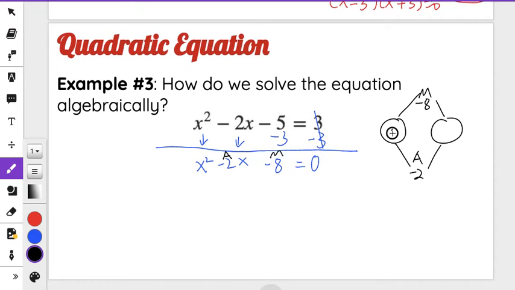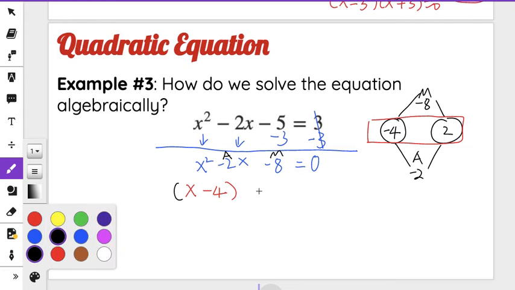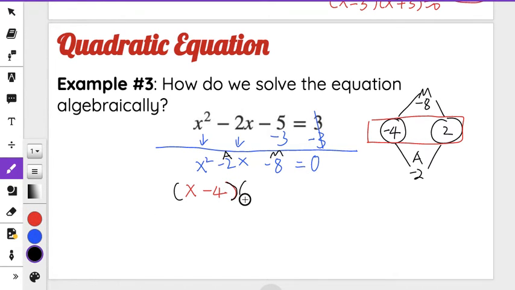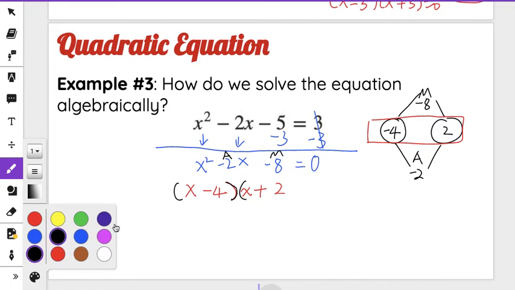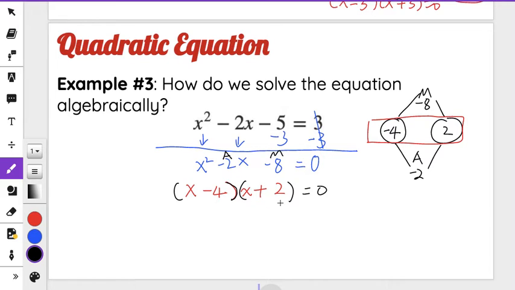So I know 4 times 2 gives me 8. Since it's negative, one of them must be negative. Let's try -4. -4 plus 2, does it add to -2? Yes, correct. So we have two solutions. Now I'm going to use this to help me set up the factoring. So x minus 4, let me change the color, and x plus 2. Remember, this is a positive 2, so that means it's plus.